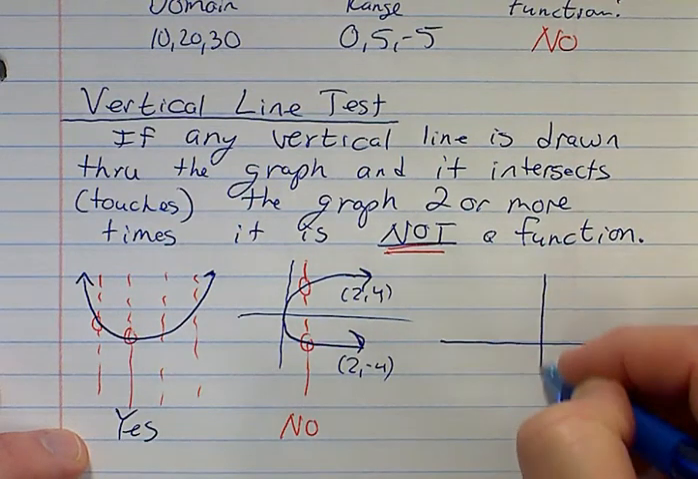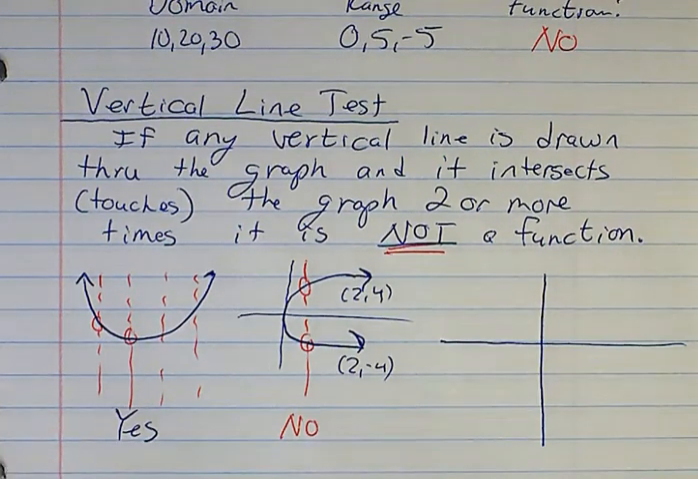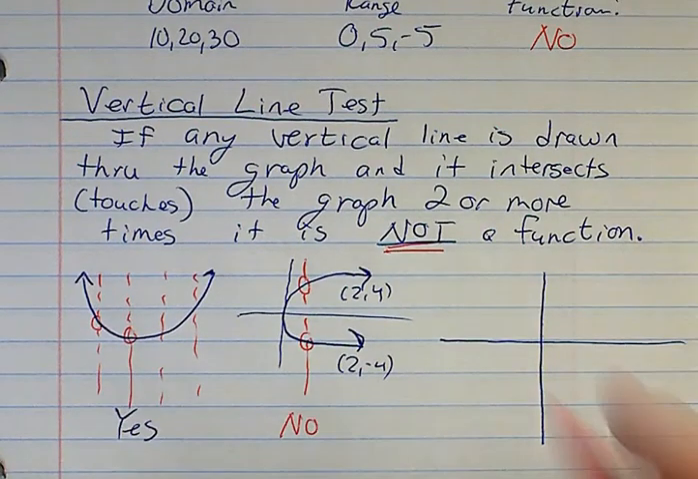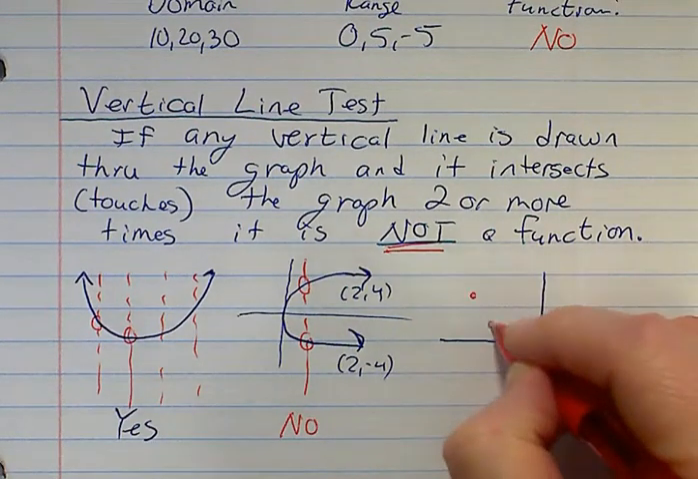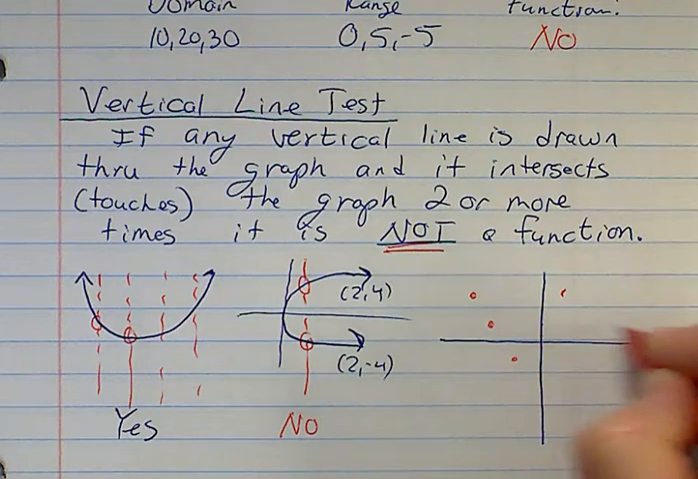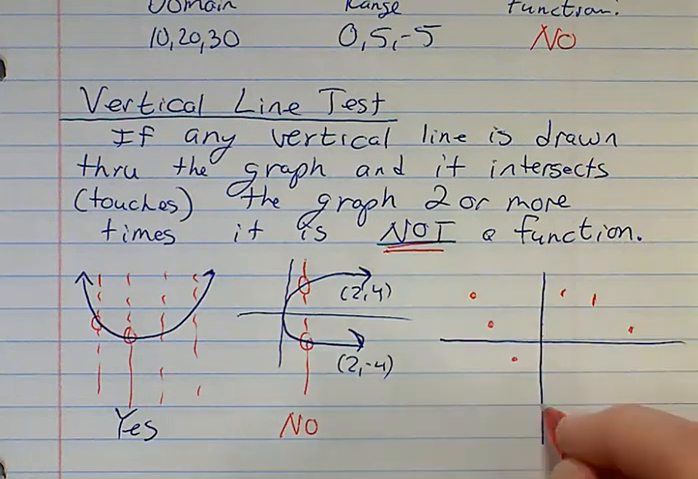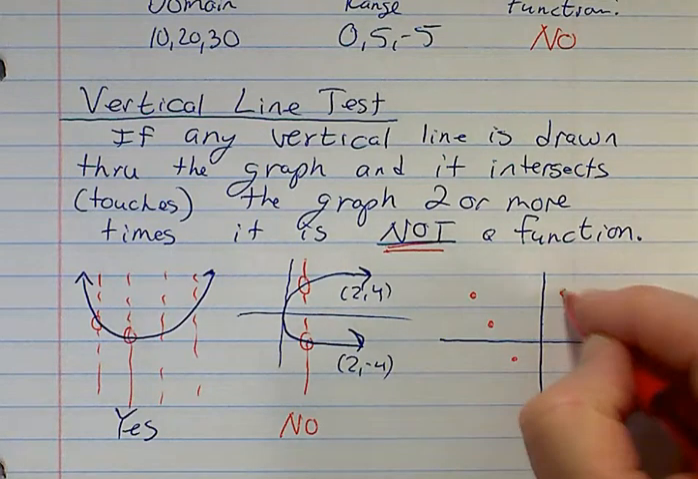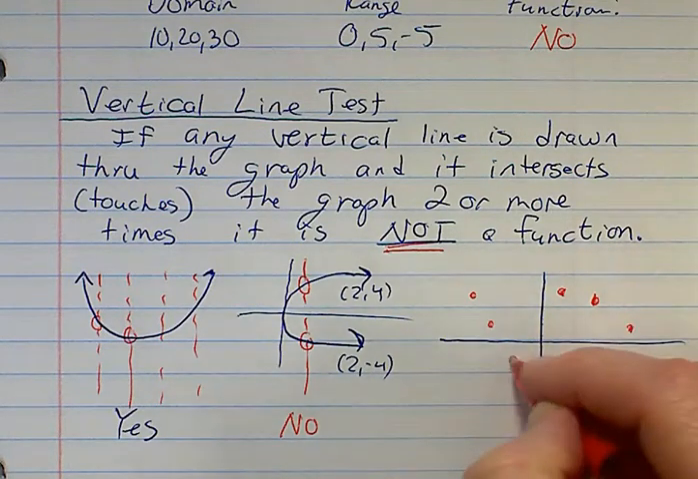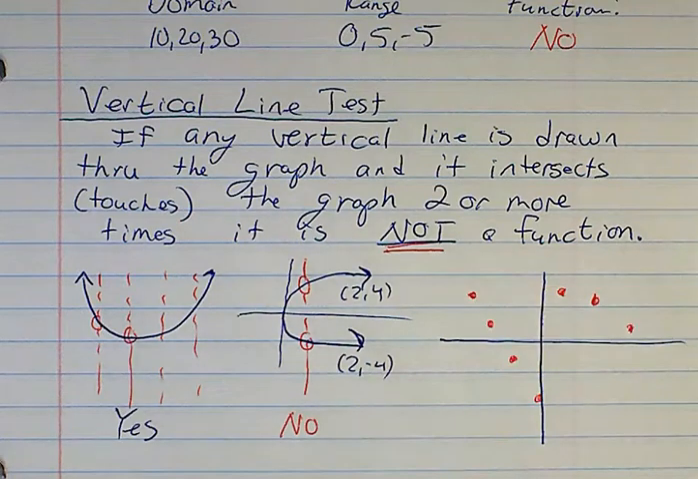Alright, and then the one last graph they'll do is, instead of it being a continuous graph like this one, they'll just give you some random dots, something like that. And they'll ask you, okay, do these ordered pairs on this graph represent a function or not? And all you have to do is this.